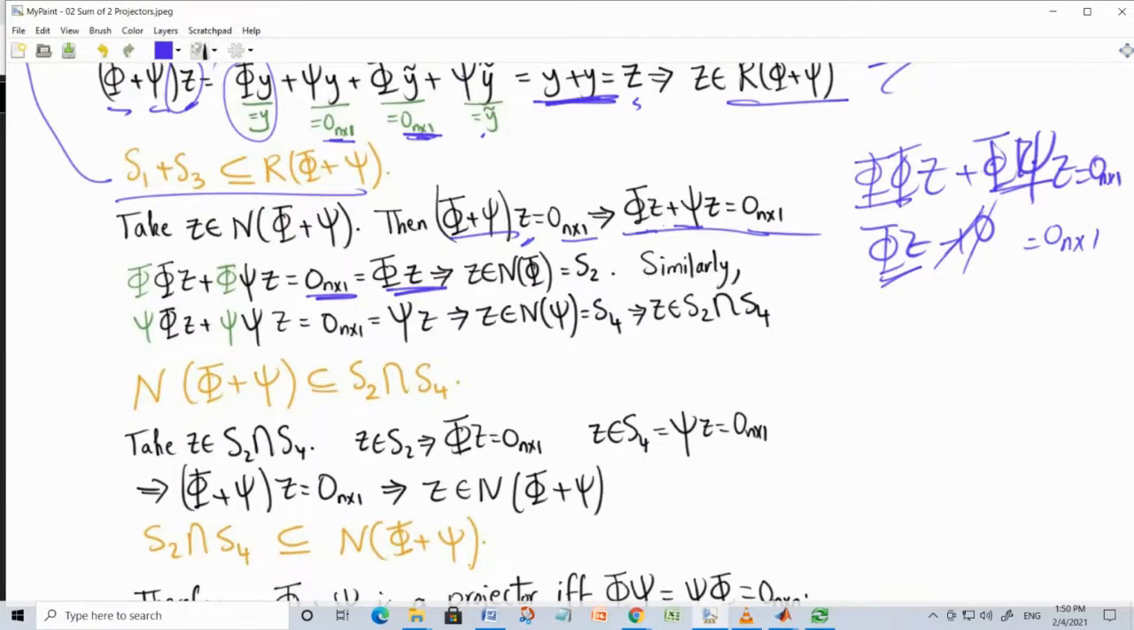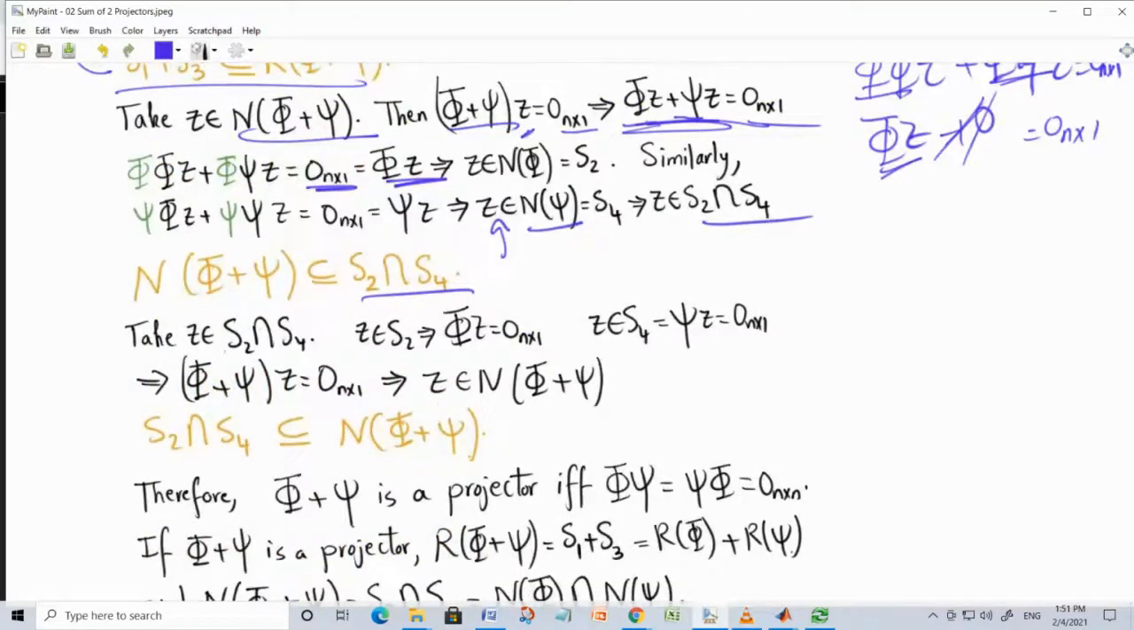Now repeat, but now you multiply both sides of this equation from the left by psi, and you show that z is also in the null space of psi, which is S4. So if it lives in the null space of phi and also in the null space of psi, then it lives in their intersection, S2 intersection S4. So you start with a vector in the null space of phi plus psi, you end up with a vector in the intersection of S2 and S4. So we still have to do the other inclusion. Take a vector in the intersection.